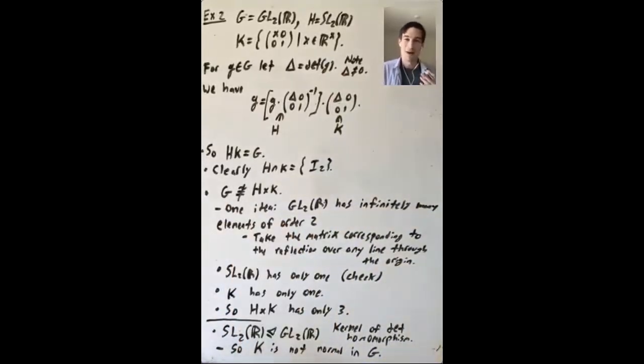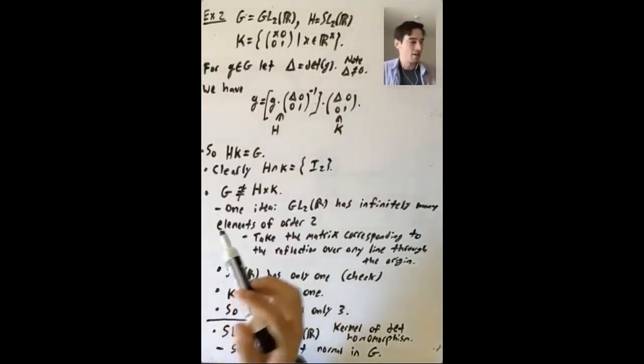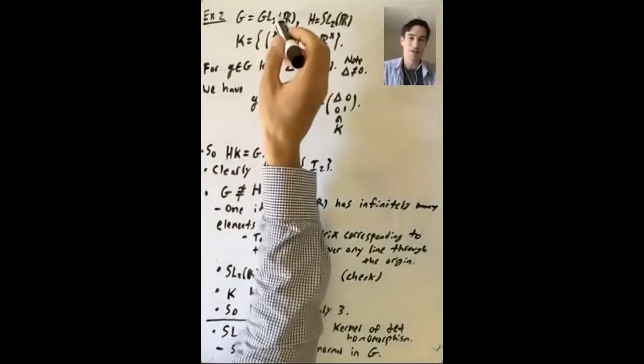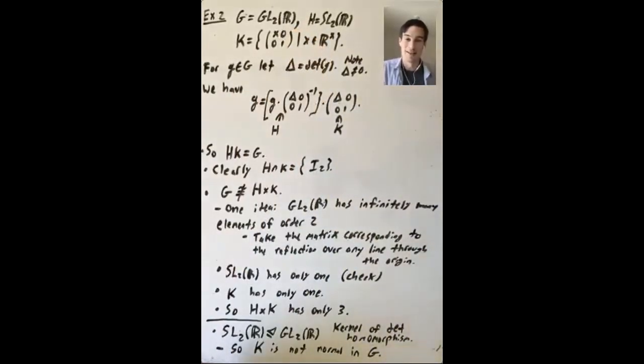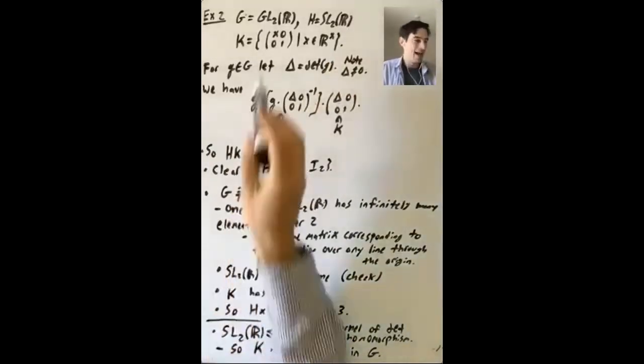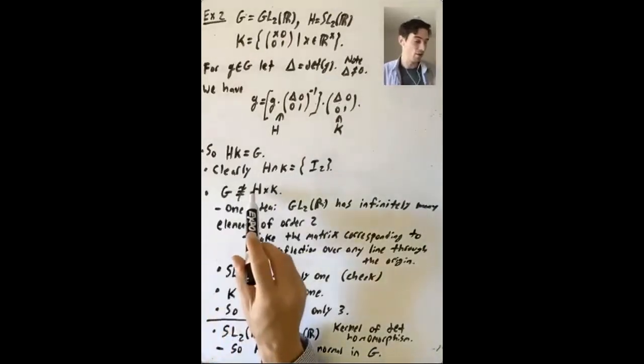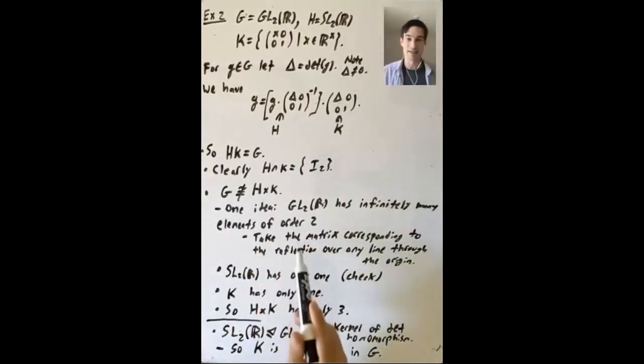So what does that mean? By the recognition theorem for direct products, either H or K or both are not normal in G. And we already know that H is normal in G because it's the kernel of a homomorphism. Which homomorphism? The one that takes a matrix in GL2R to its determinant. So it goes from GL2R to R star, and SL2R is exactly the kernel. So what does that mean? K is not normal in G because if it were, then the recognition theorem for direct products would say that G is isomorphic to H cross K, and we've just seen that it isn't.